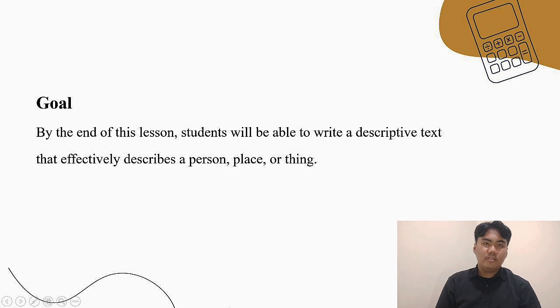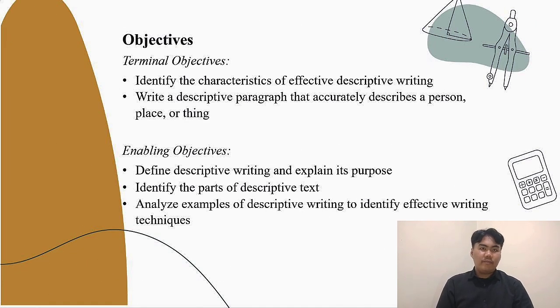Before starting the lesson, you must know the goals and objectives first. The goal is that by the end of this lesson, students will be able to write a descriptive text that effectively describes a person, place, or thing. And the objectives are divided into two, namely terminal objective and enabling objective.